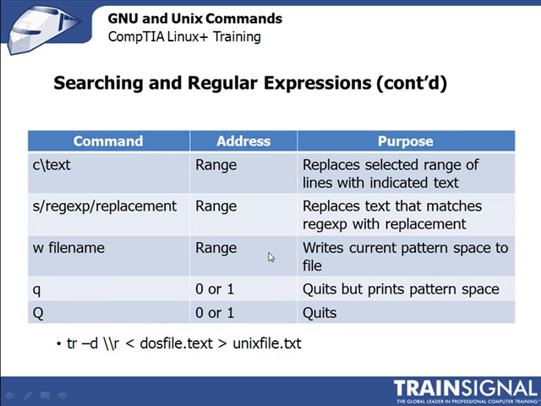Another useful command is tr, which is used to convert from DOS to Unix. The syntax is tr, space, -d, space, \r, space, less than, space, the name of the DOS file, space, greater than, space, the name of the Unix file.